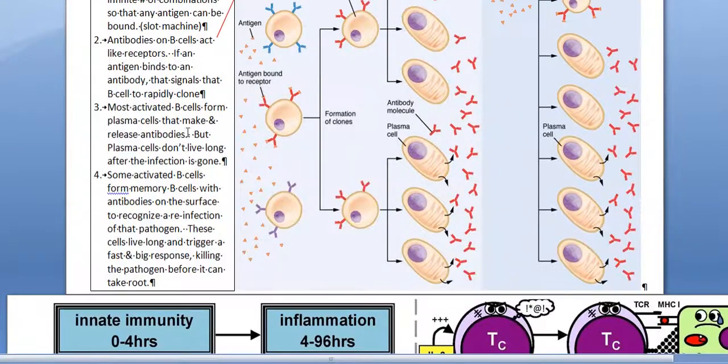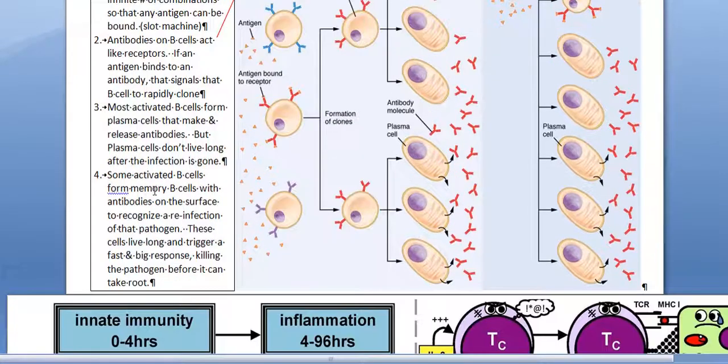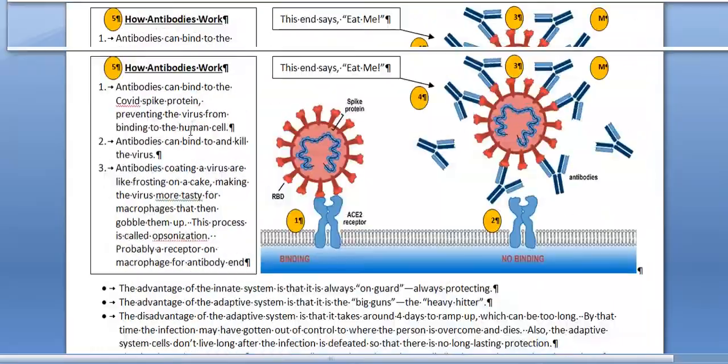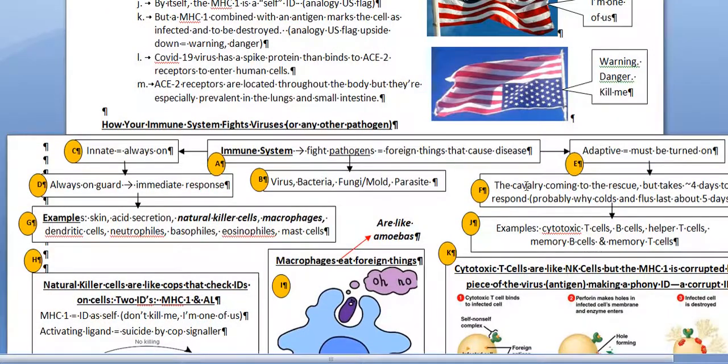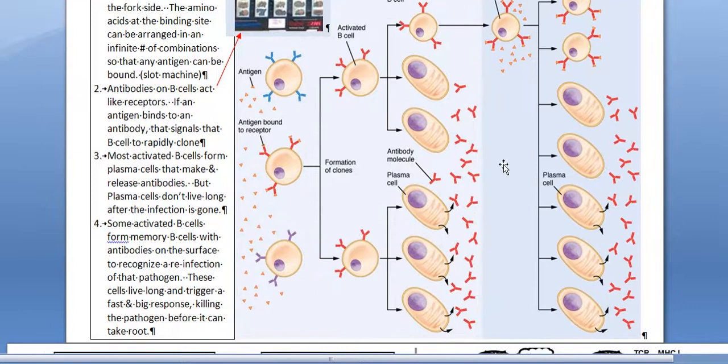However, some activated B cells, right, form these memory B cells, and they stick around and live a long time. The activated B cells form memory B cells with antibodies on the surface to recognize a reinfection of that same pathogen. These cells live long and trigger a fast and big response, killing the pathogen before it can take root. So it bypasses that 4-day delay time. All right, you know, cavalry takes 4 days to ride the horses in. Well, you don't have to wait that 4 days, and you get a massive response.